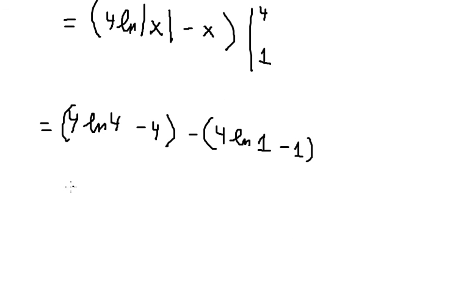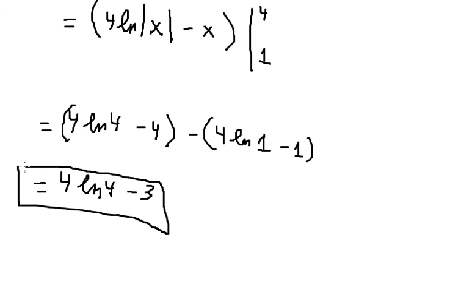So we need to simplify this one, and we have 4 ln 4, minus 4 minus 1. So you have negative 3. This one, ln 1, you get 0, and this is the final answer. This is the end.